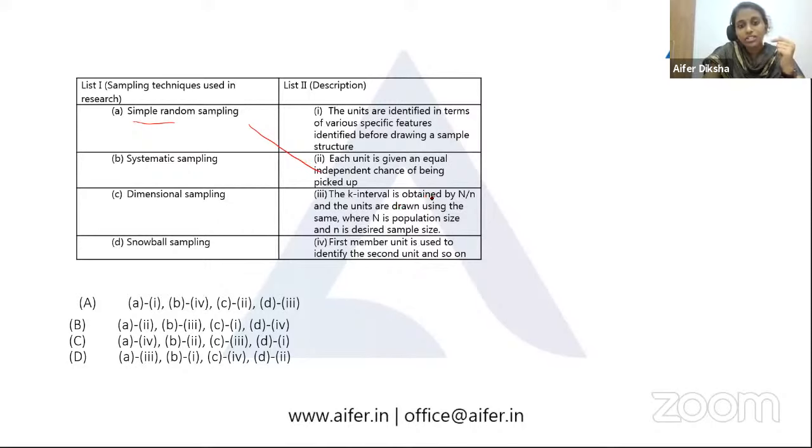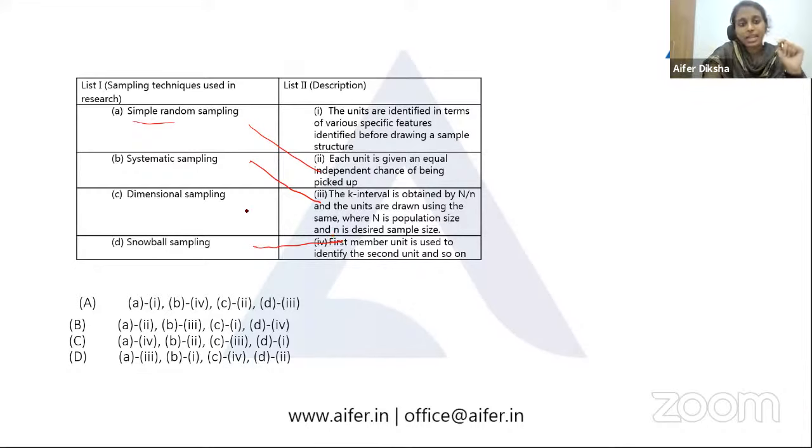Then the K interval is obtained by capital N by small n, and the units are drawn using the same, where N is population size and small n is desired sample size. What is it? Every nth one we are choosing. It's systematic sampling. Yes, the right answer is coming from Junaid. It's correct. Then we have dimensional sampling. That one I think we did not discuss. Anyway, we have snowball sampling, which is where the first member unit is used to identify the second unit and so on.